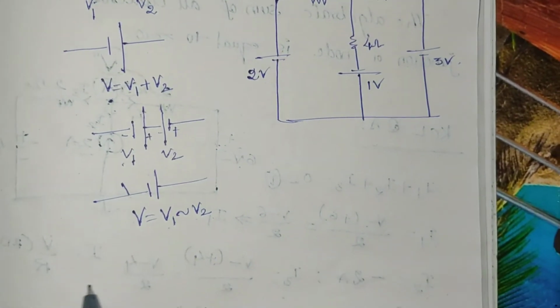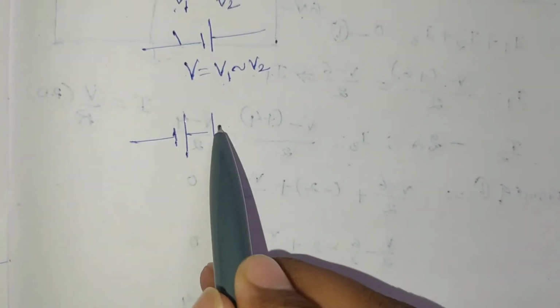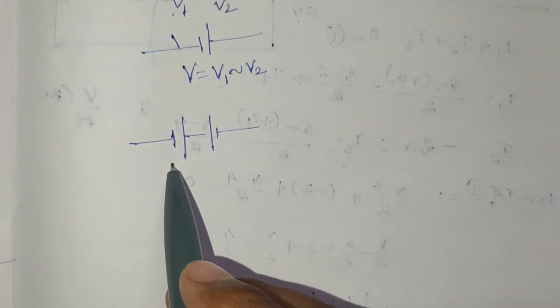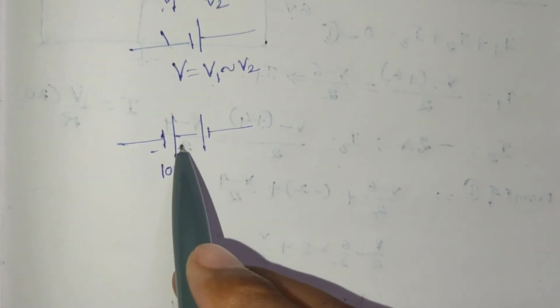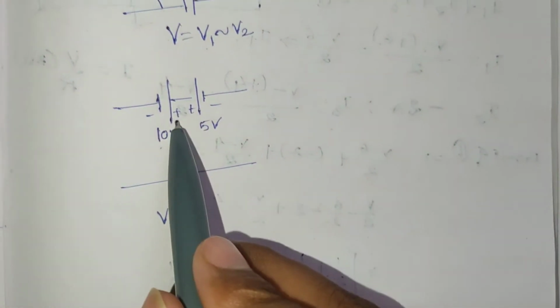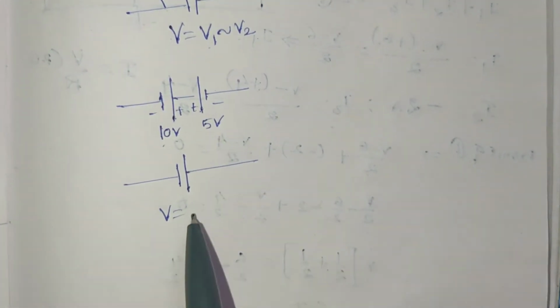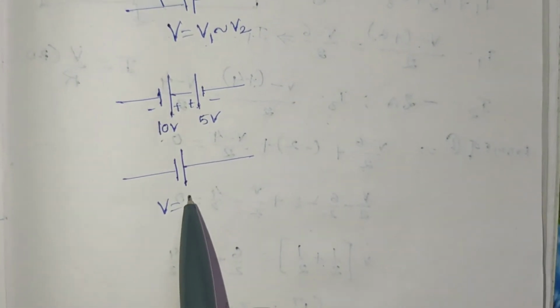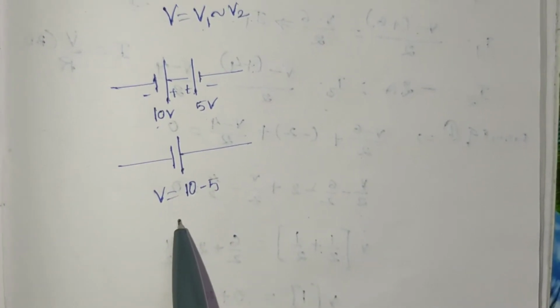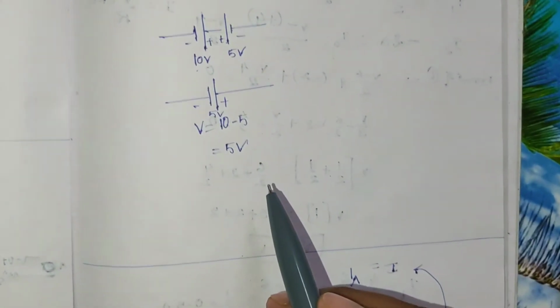Let us take one example. Here is a series combination of voltage sources, 10 volts minus plus and here 5 volts minus plus. The plus is connected to plus, so the overall combination can be replaced with one voltage source whose value is the difference of both voltage sources. That will be 10 minus 5, which is 5 volts. So I can replace it with one 5 volt source here. This is how we are going to perform it.